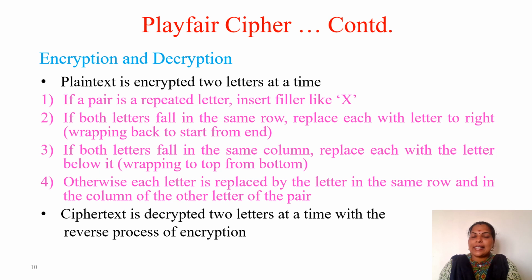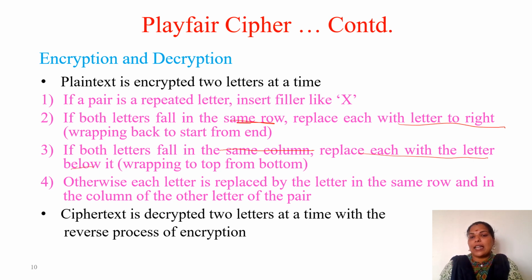The plaintext is encrypted 2 letters at a time. If a pair is a repeated letter, then we insert a filler like X. If both letters fall in the same row, we replace each with the letter to its right, wrapping back to the start from the end. And if both letters fall in the same column, we replace each with the letter below it, wrapping to the top from the bottom.